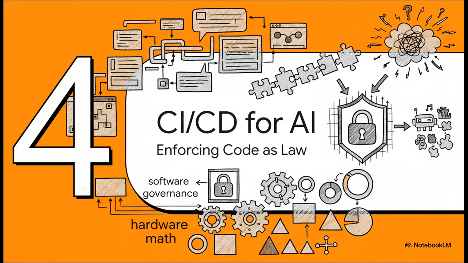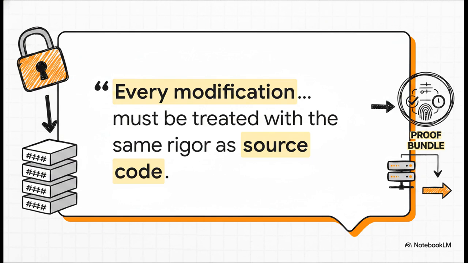Stepping further up the stack, we arrive at Part 4, CI/CD for Unpredictable AI, enforcing the code as law paradigm. We really have to embrace this code as law mindset. We absolutely cannot hard-code prompts as simple text strings anymore. We have to treat them as versioned artifacts. When a developer changes a prompt, the system needs to prevent in-place edits. Instead, it generates an immutable, cryptographically hashed proof bundle. That artifact travels with the deployment everywhere it goes, proving exactly what was tested, who approved it, and what the fallback plan is if things go sideways.